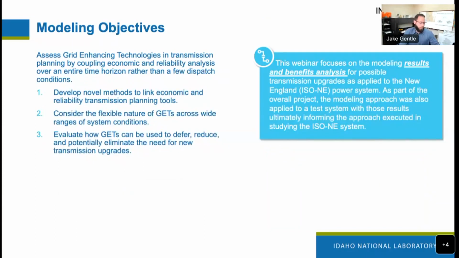So why and what did we set out to achieve throughout this modeling simulation effort? I think the underlined piece here is results and benefits analysis. What we wanted to do is dig into something that could be shared publicly. So we worked towards a nationally available, internationally available model, the Grid Modernization Laboratory Consortium RTS, or GMLC RTS model.